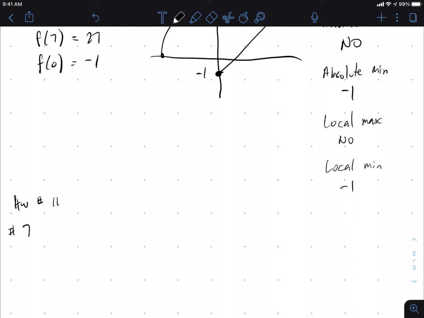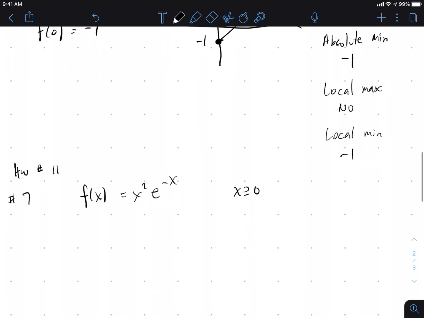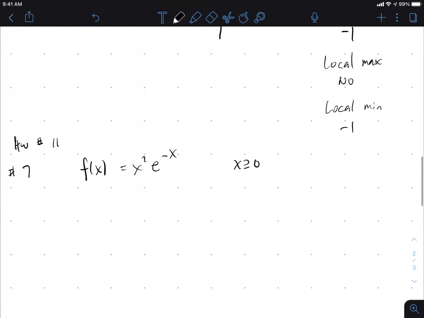All right, so let's look at this. It says consider the function below, and the function that I'm given is f of x is equal to x squared e to the negative x. And it says find the exact value of the minimum when x is greater than or equal to 0 for part A. So the minimum means I need to take the derivative, right?